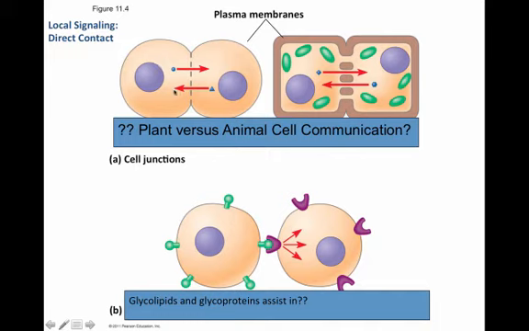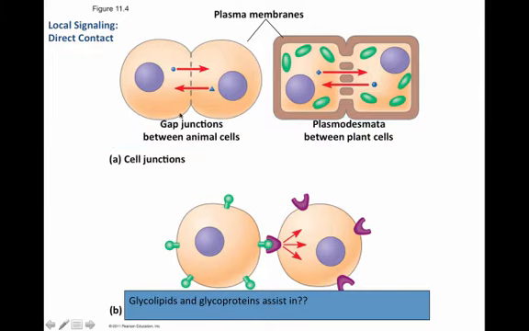Do you recall what junction occurs in animal cells that allows their cytoplasm to communicate, or things to be released from one cell's cytoplasm to the other and vice versa? Do you recall what cell junctions exist in plant cells that allow their cytoplasm to communicate? Well, I'll help you out. Gap junctions between animal cells allow their cytoplasm to communicate, and plasmodesmata in plant cells allow adjacent plant cells to communicate. These are cell junctions, and they're responsible for that local signaling via direct contact.